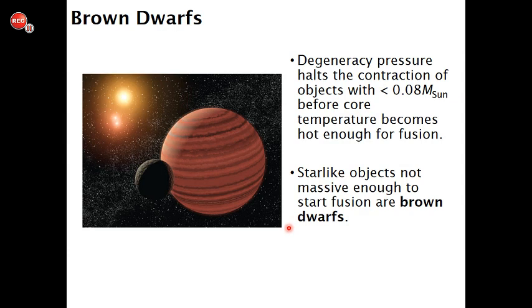So what we find is objects that are larger than about 0.08 solar masses generally have fusion in cores. Below that mass, you get an object that looks like a star, but degeneracy pressure is holding it up, and so it's cooling off. So these are objects not massive enough to start fusion, so they're dwarf objects, they're small, and we call them brown because they're dimmer than red objects. The minimum size stars are red, and so dimmer than that is brown, so we call them brown dwarfs.